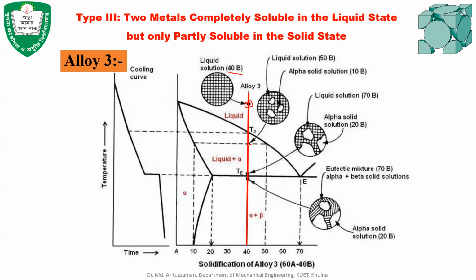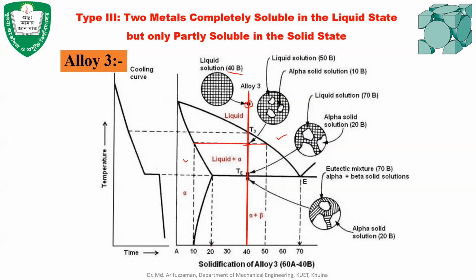A certain amount of solid has been produced, and if we want to find out the chemical composition of the solid that has been produced at this temperature, then we have to draw the tie line between the phases. So this is the liquid phase, and this is the solid phase. The tie line will be in between them. This is the tie line.